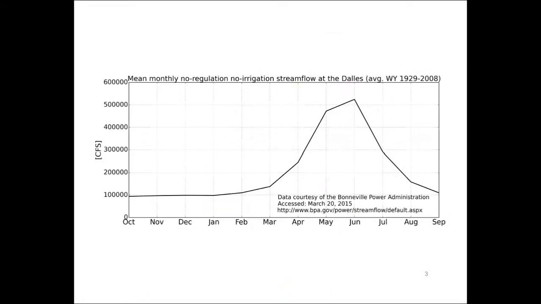And so here's one way of looking at the hydrology of the Columbia River Basin. So this is your naturalized flow, essentially, of the Columbia River at The Dalles. It's taken out the human effects on the basin. And so this is how the Columbia River Basin responds to its climate.